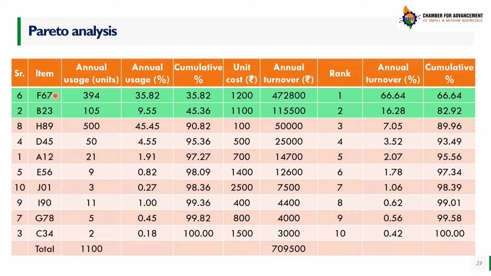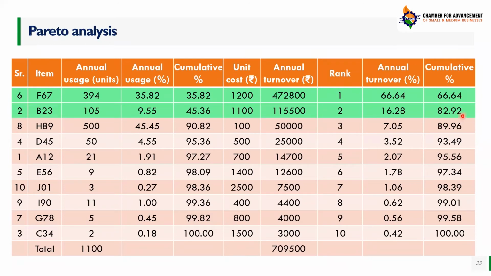Now we have a total of 10 items. So 20% of 10 is 2. Just by selling these two items, that is 20% of the items, we are getting 80% of the turnover. So this is the 80-20 rule, Pareto analysis. And the remaining 80% of the items, that means the remaining 8 items, are giving us just 20% of the turnover. So 80-20 is roughly what we are saying.